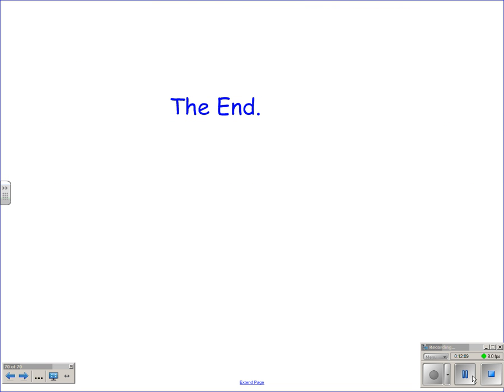That's the end of writing in point slope or in slope intercept form. Please make sure you use point slope to get started. Thank you.